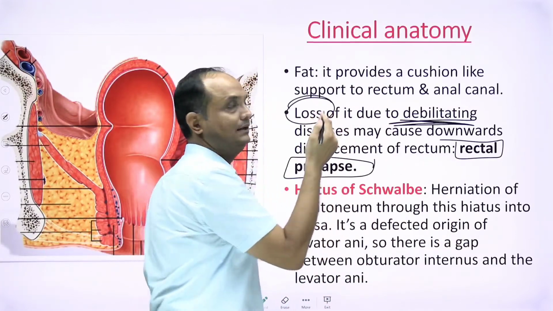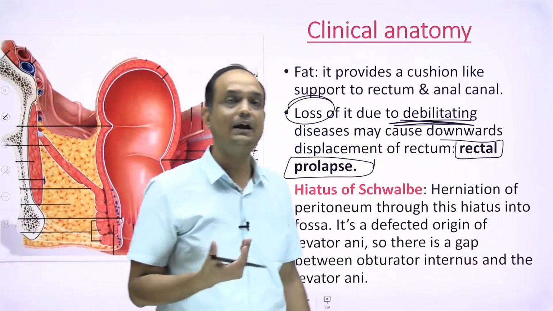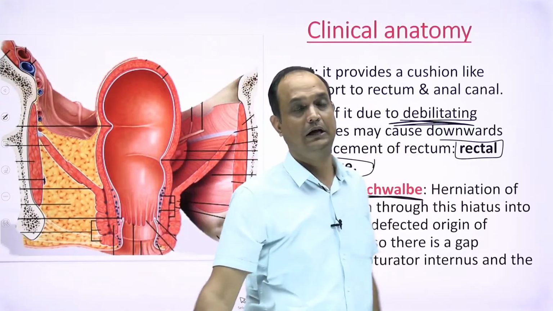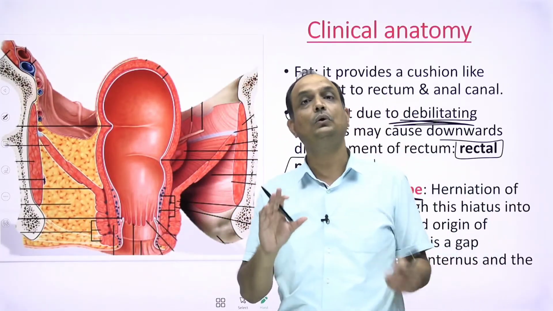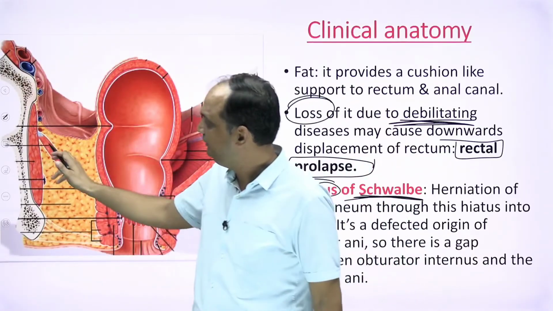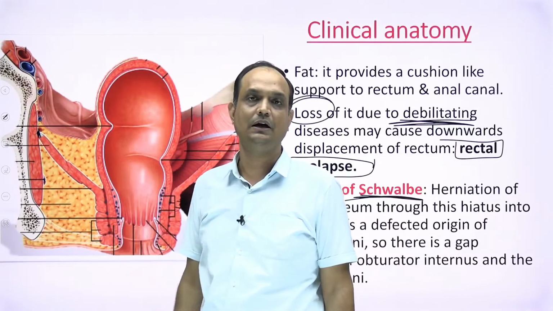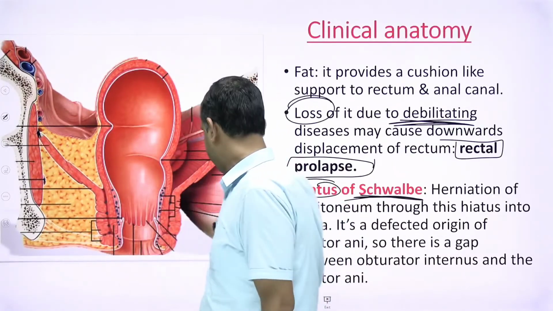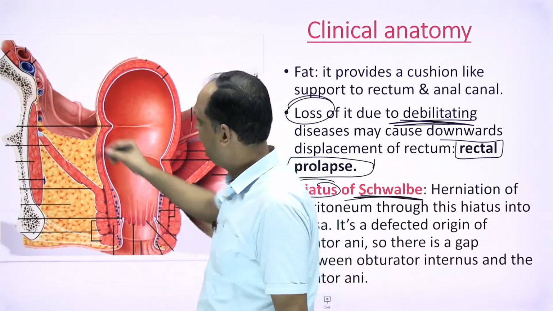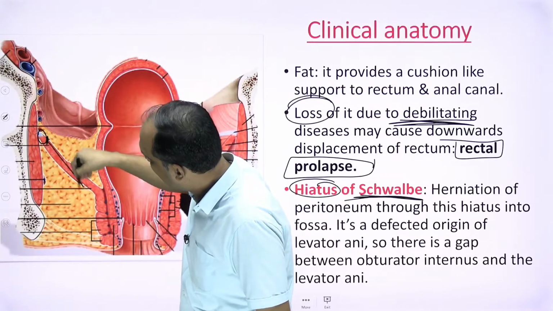The second thing is that the ischioanal fossa sometimes becomes the site of internal hernia. Why? Because a hiatus of Schwalbe is present. Now what is the hiatus of Schwalbe? It occurs when you have an abnormal origin of your levator. Generally the levator arises from a tendinous arch on the inner side of the obturator fascia. But suppose rather than taking origin, there is a gap present. If the gap is present here and the muscle arises from this point, what will happen?